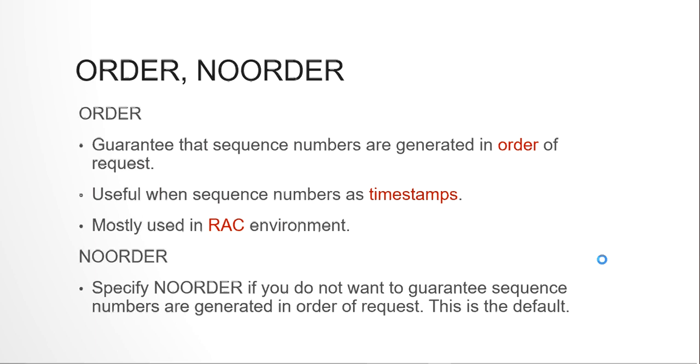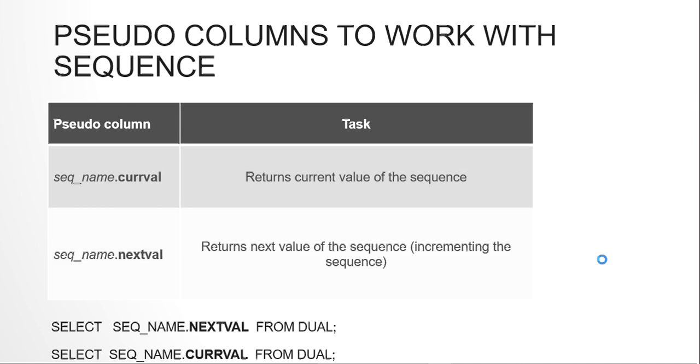There's nothing much to both of them. They would come into consideration when you are using a sequence number as a timestamp, or you are using a RAC environment where there are chances that when you are incrementing your sequence, you might not get it in order. But if you are normally using your OLTP database, you will always get your sequence in order. So there's no need to specify any of these in your normal day-to-day work.